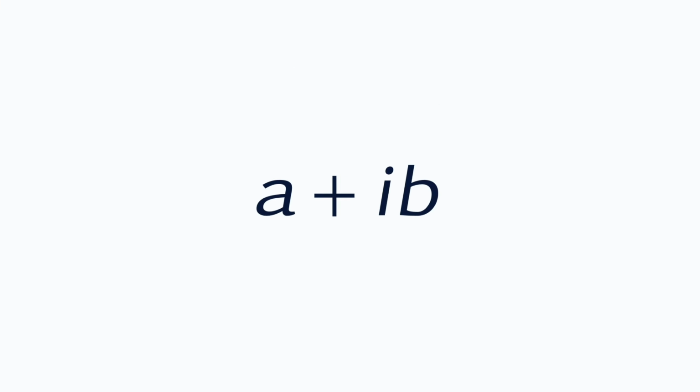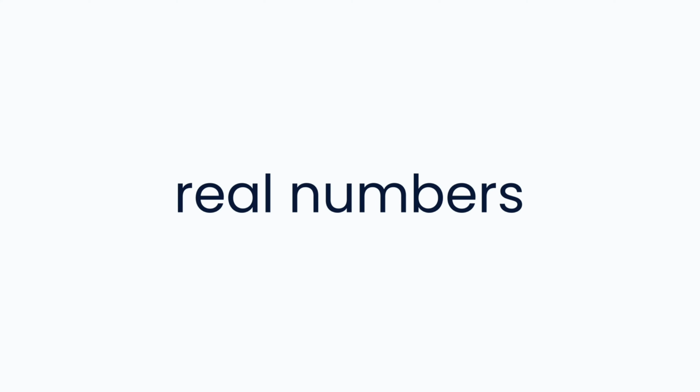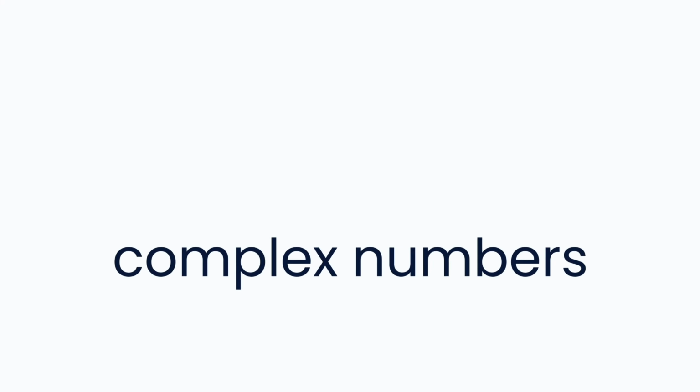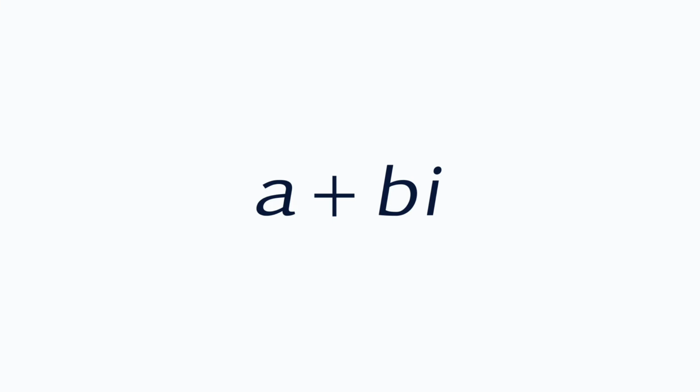A complex number is a combination of a real number and an imaginary number. Just like the real numbers are denoted using this R, the complex numbers are denoted using a C. A complex number a plus bi, where b equals 0, is simply a real number, a. A complex number a plus bi, where a equals 0, is a purely imaginary number, bi.